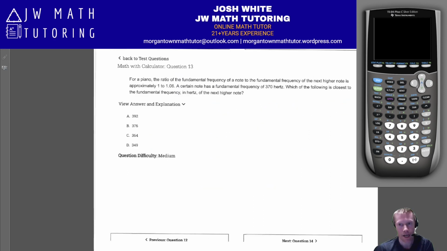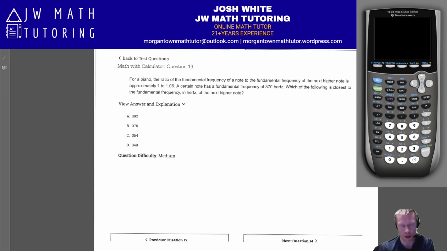All right, next we have question number 13. Here is a question involving the hertz or the frequency of a note on a piano. And so here's the thing. This one is basically going to be another type of proportion question.